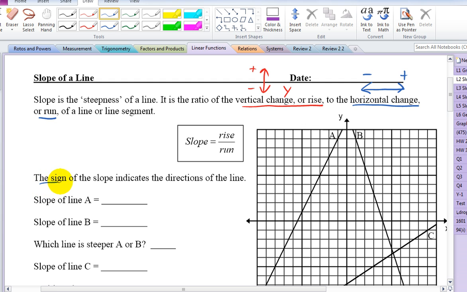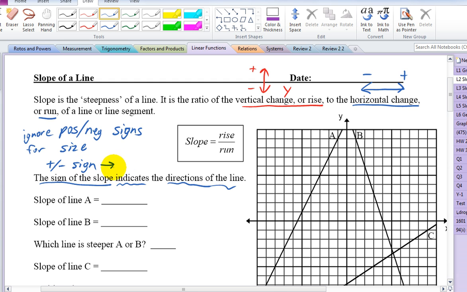Notice that the sign of the slope indicates direction of the line. So it does not indicate magnitude. So you want to ignore your positive and negative signs. Okay. Ignore positive and negative signs for size. The positive and negative sign indicates direction. And you'll see what I mean by that in a second.